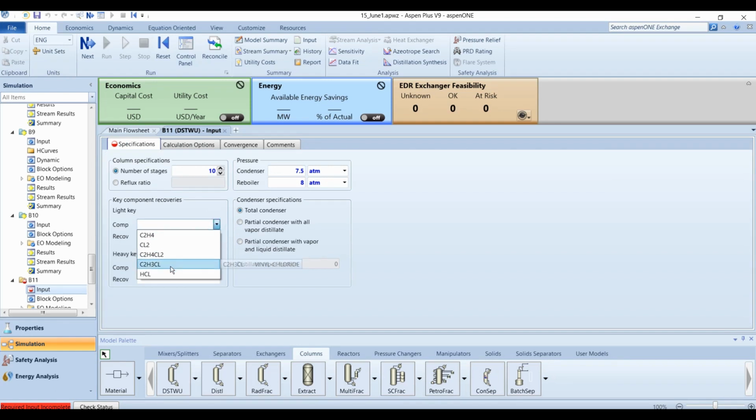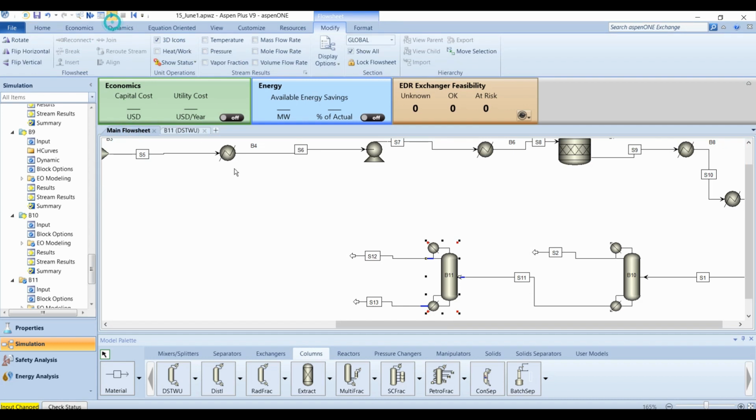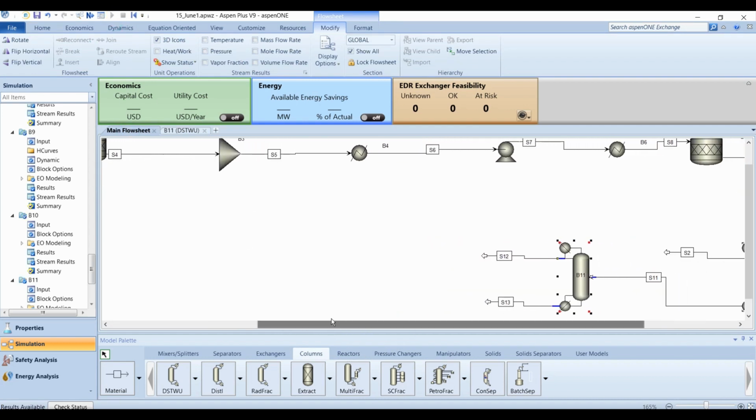So I will select here vinyl chloride monomer 0.999 and dichloroethane, this is C2H4Cl2, 0.001, right? Pressures are given, and all things are included. Then I will just click on next. We can see that the simulation is completed.